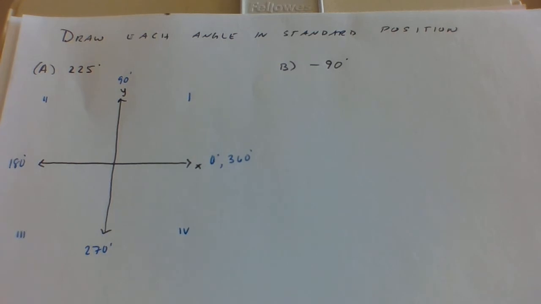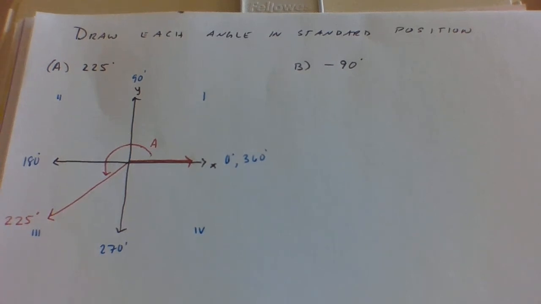So now let's go ahead and draw our angle of 225 degrees. Keep in mind it's a positive angle, so I'm going to place my initial side on my positive x-axis, and my angle is going to be opening upward. And since I'm going to 225 degrees, that's somewhere between 180 and 270. It'll be exactly halfway between those. So my angle A is going to end up in quadrant 3.